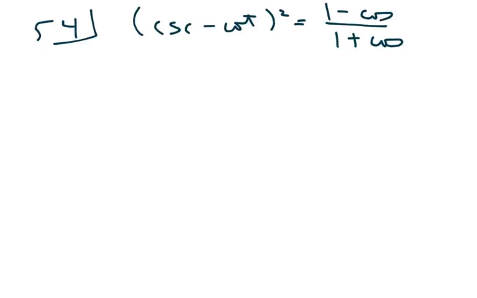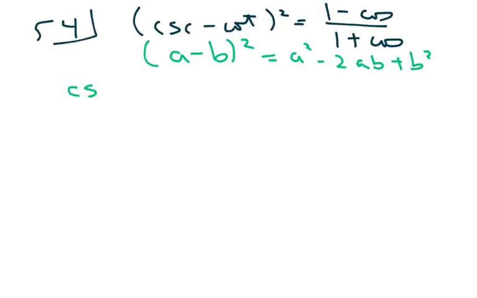Okay. On 54, I'm going to go ahead and use the fact that my formula a minus b squared equals a squared minus 2ab plus b squared, and write this as cosecant squared minus 2 cosecant times cotangent plus cotangent squared.